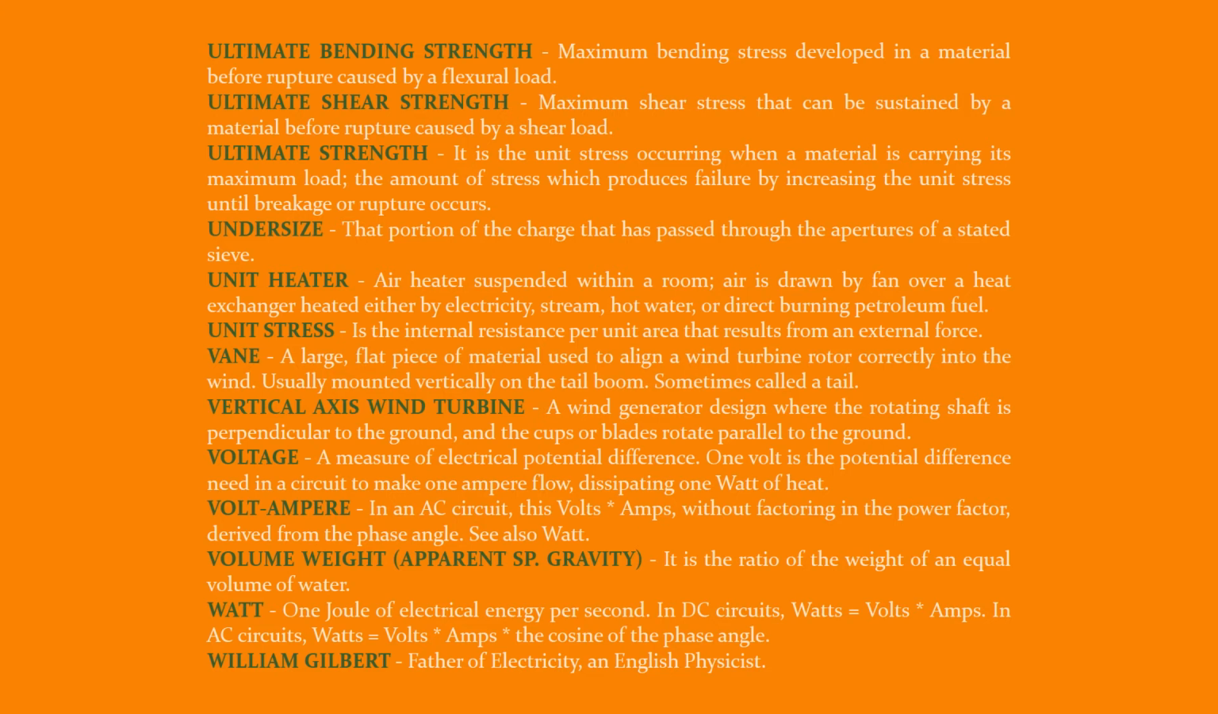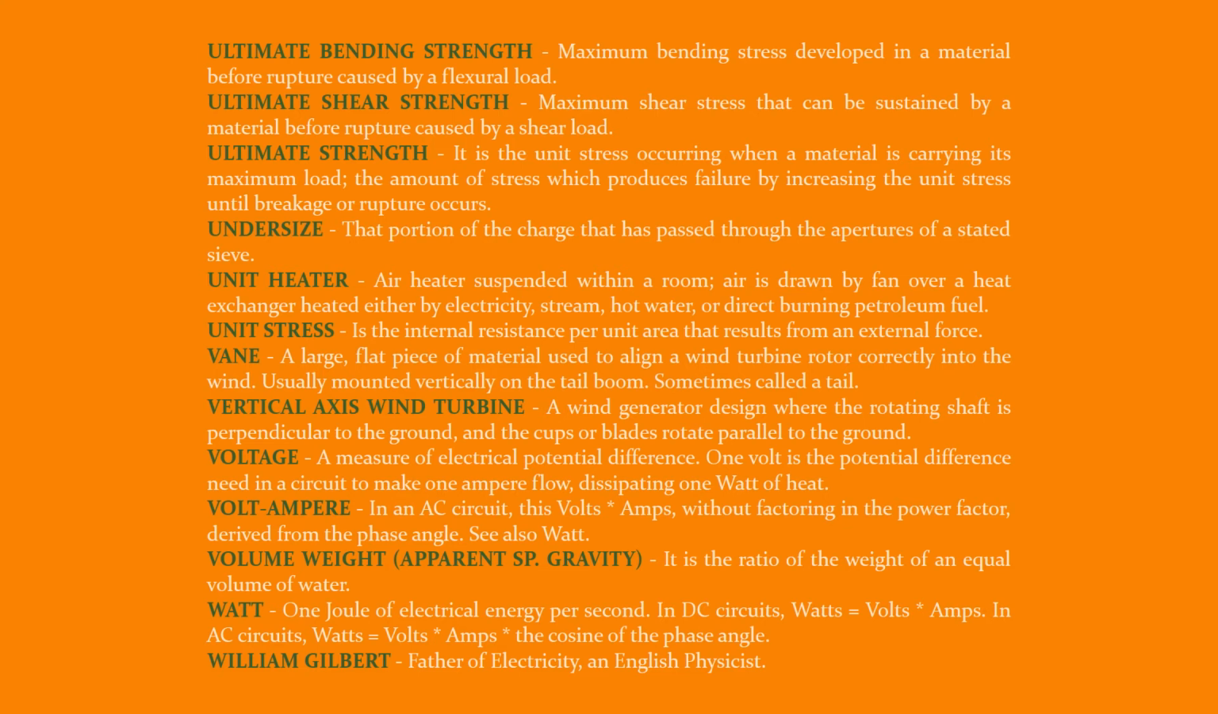Vane: a large, flat piece of material used to align a wind turbine rotor correctly into the wind. Usually mounted vertically on the tail boom, sometimes called a tail. Vertical axis wind turbine: a wind generator design where the rotating shaft is perpendicular to the ground, and the cups or blades rotate parallel to the ground.